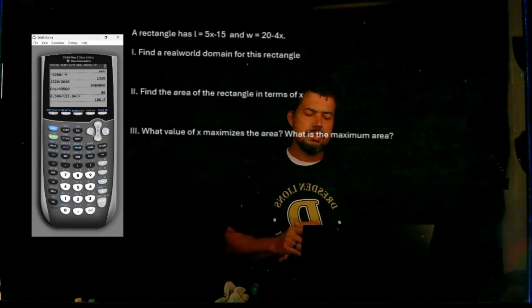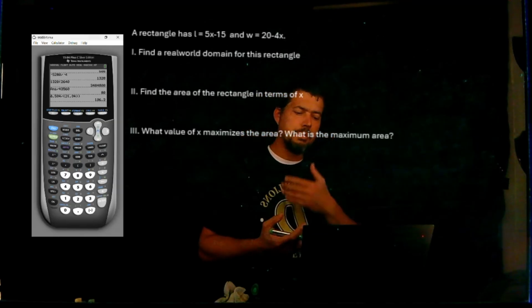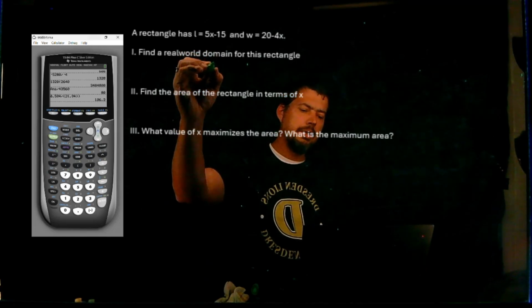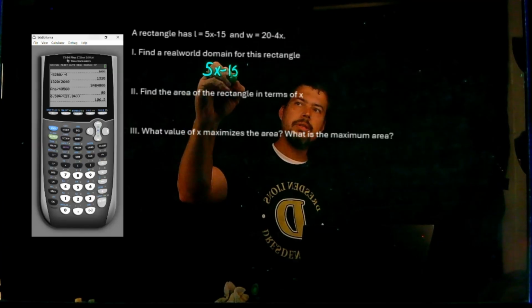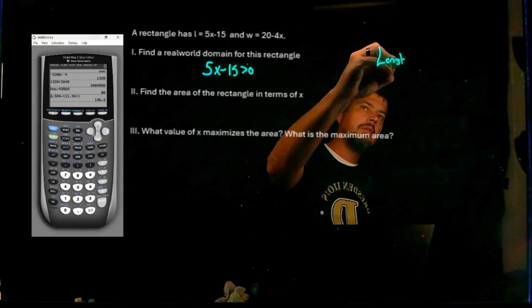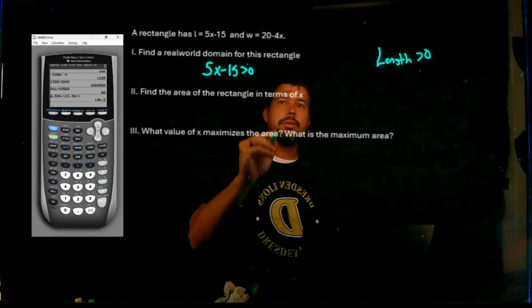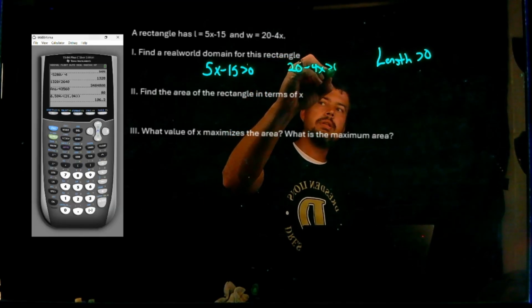A rectangle has a length of 5x minus 15 and a width of 20 minus 4x. Find the real-world domain for this rectangle. So if you're listening to this muted, you probably have no idea why I'm writing this. But length must be greater than 0. Length has to be greater than 0. And the same thing's true about width. 20 minus 4x has to be greater than 0.